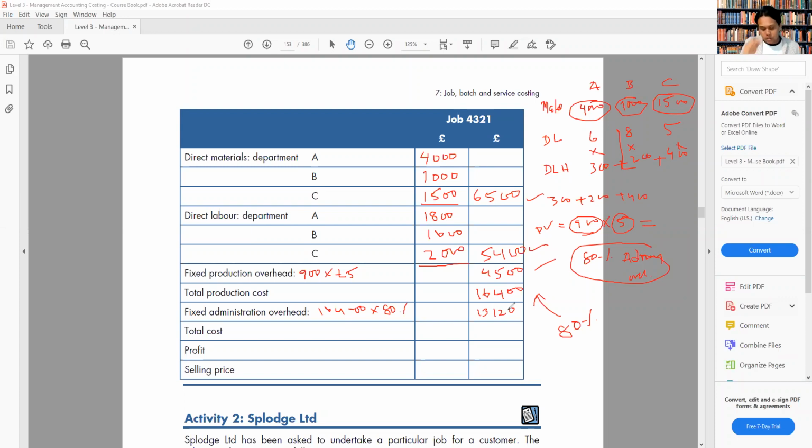Now after that we get the total cost. So now I can have the total cost, that is 16,400 plus 13,120. If I added these two, that will give me the total cost. So how much is the total cost? 29,520. Very well done, Annie. 29,520. And finally, you have to add the profit, isn't it? The question said profit is 20%. So my cost is 29,520. I'm going to add 20% profit. So how much will be the profit?